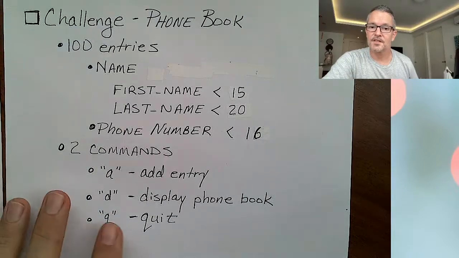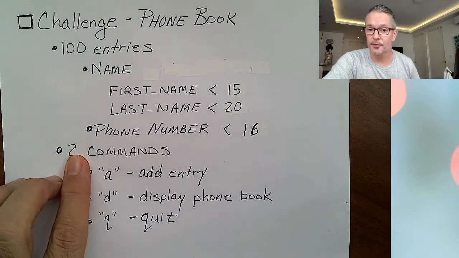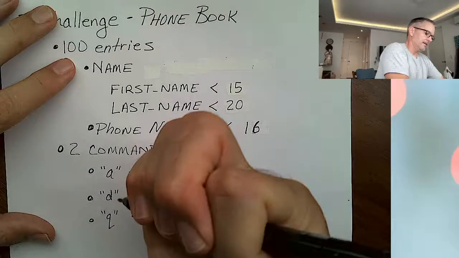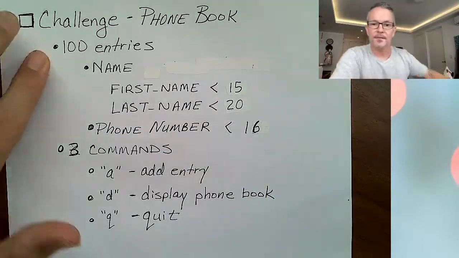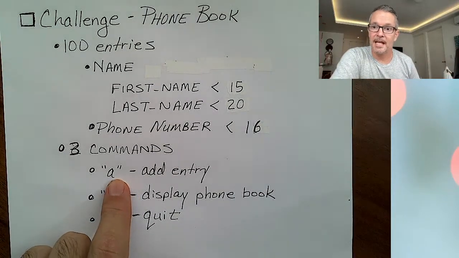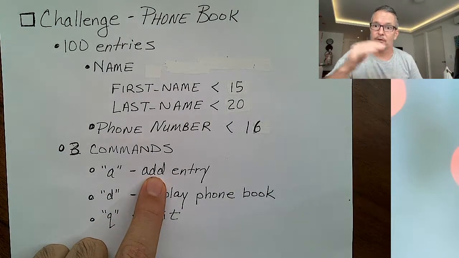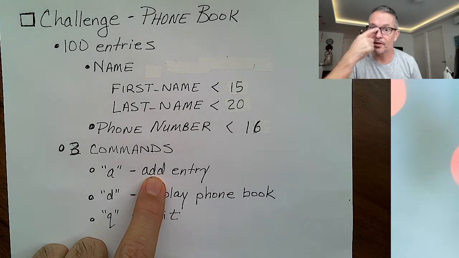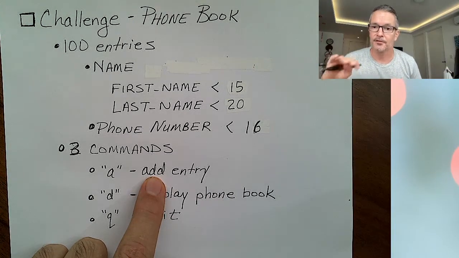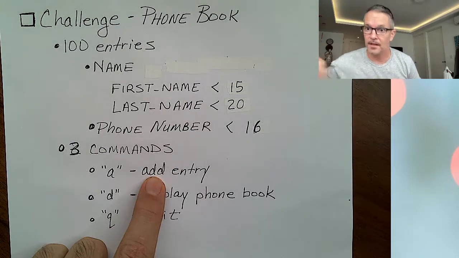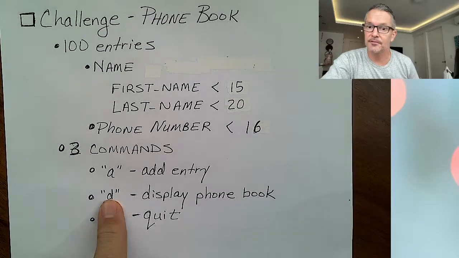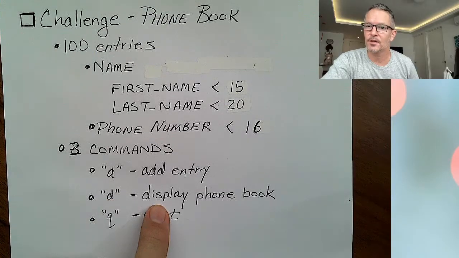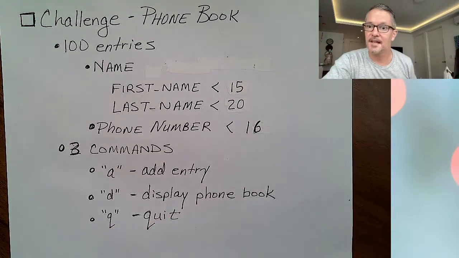The program is going to support actually 3 commands. I said 2, but I meant 3 here. The first, if the user enters an A, then it will enter into a process of adding a new entry to the phone book. So the user can enter in first name, last name, and a phone number, and then the entry gets added to the phone book. The other command we'll accept will be D for, hey, display the phone book. And the final command will be Q for quit, exit out of the program.